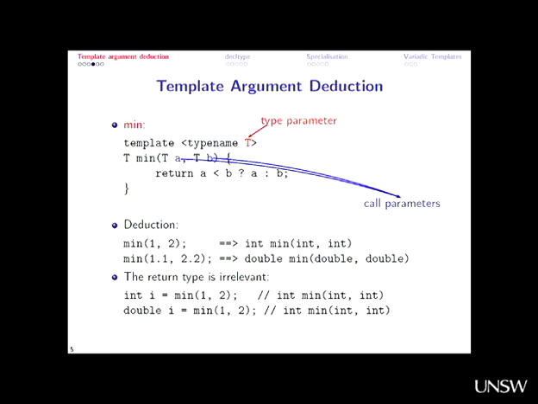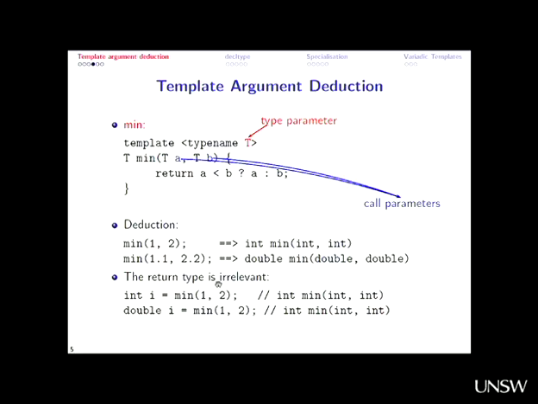So if we take this apart a little bit more, here's how it breaks down. This is kind of what I just showed you. The type parameter is this T on this top line. The call parameters are the actual variable names on the second line of it. And so if you say min(1, 2), it deduces to be int. If you say 1.1, 2.2, it deduces to be double going in there.